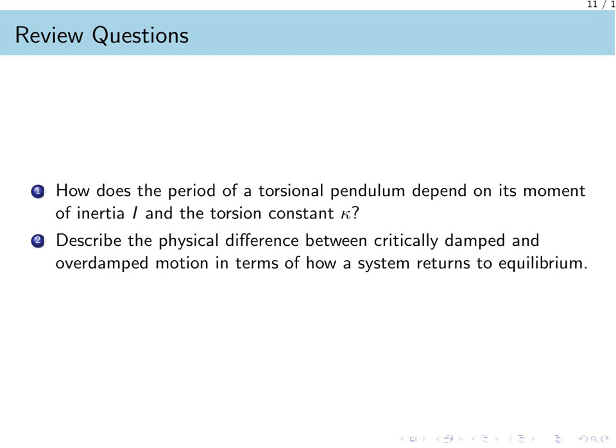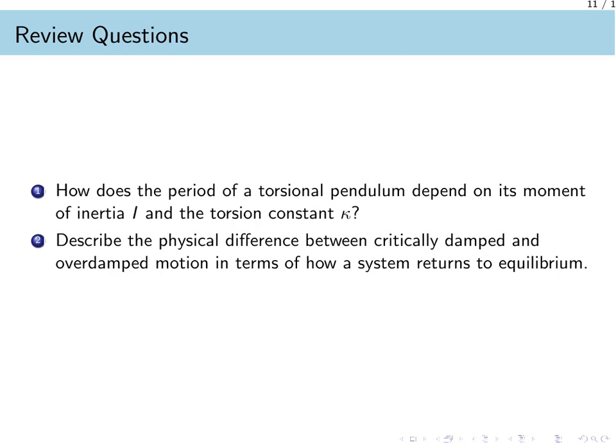To conclude, let us consider 2 review questions to test your understanding. First, think about the period of a torsional pendulum. Based on the formulas we discussed, how exactly does that period change if you increase the moment of inertia of the disc, or if you use a stiffer wire with a higher torsion constant?